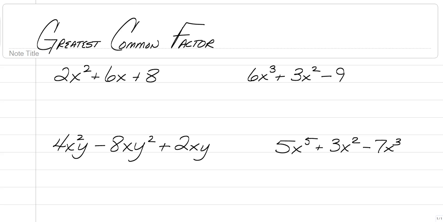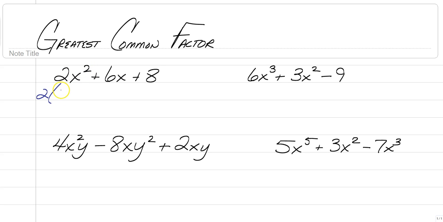So the first one, what you want to do is first look and see if you have numbers and variables to take out. This one has an x squared, this term has an x, this one does not have an x, so you cannot even consider factoring out an x. So now we're just going to look at numbers. We have a 2, a 6, and an 8. And the greatest common factor we can take out of all three of those terms is a 2. They are all divisible by 2.